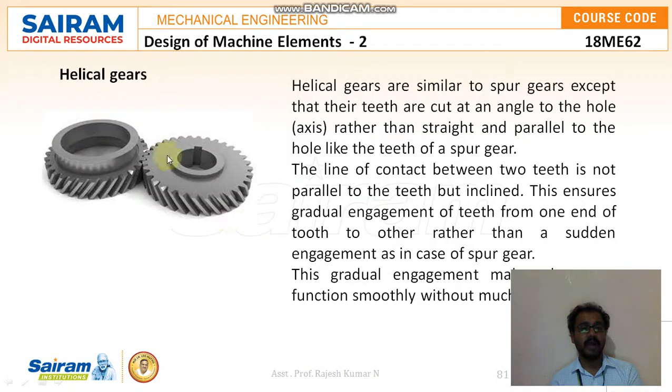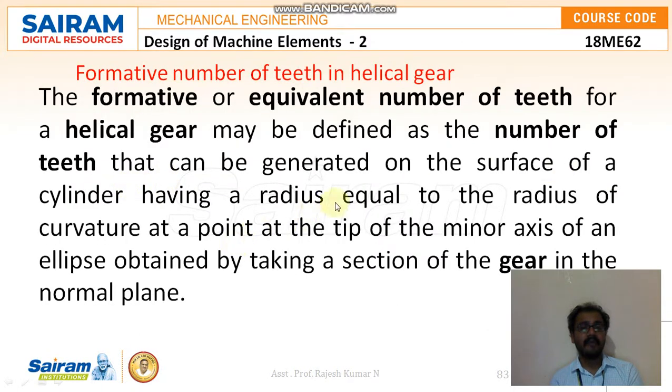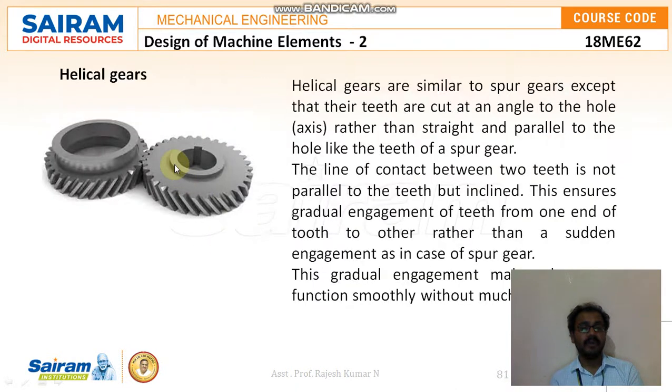So you can see on the surface of the cylinder how many teeth are generated, having a radius equal to the radius of the curvature. So the radius should be equal to the radius of the curvature. For example, how many teeth can we see? For example, 1, 2, 3 teeth.